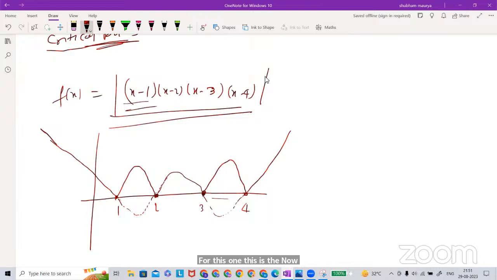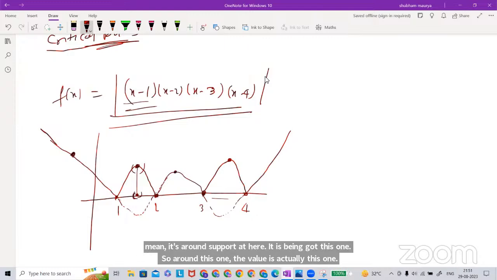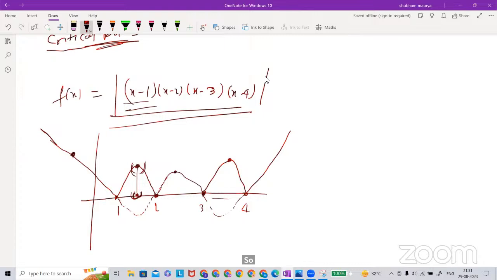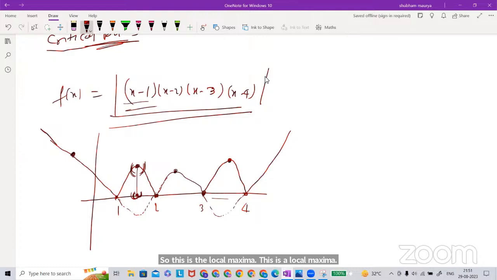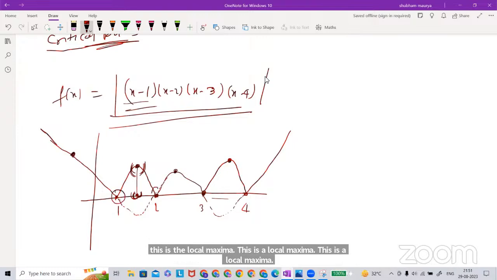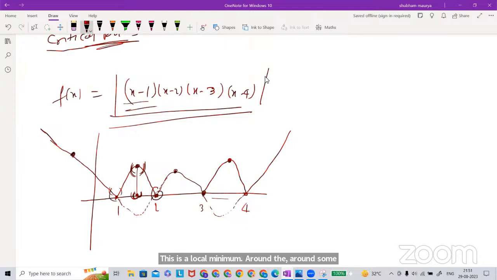Now see, here are the critical points, the points where the function has something different. These points are where the function has local maxima and minima. Local maximum means the value you are getting here is greater than the values around it. Local means locally, around this point you are getting this local value. So this is a local maxima, this is a local maxima. This is a local minima, around these values, this value is lesser than what is around it. This is a local minima.